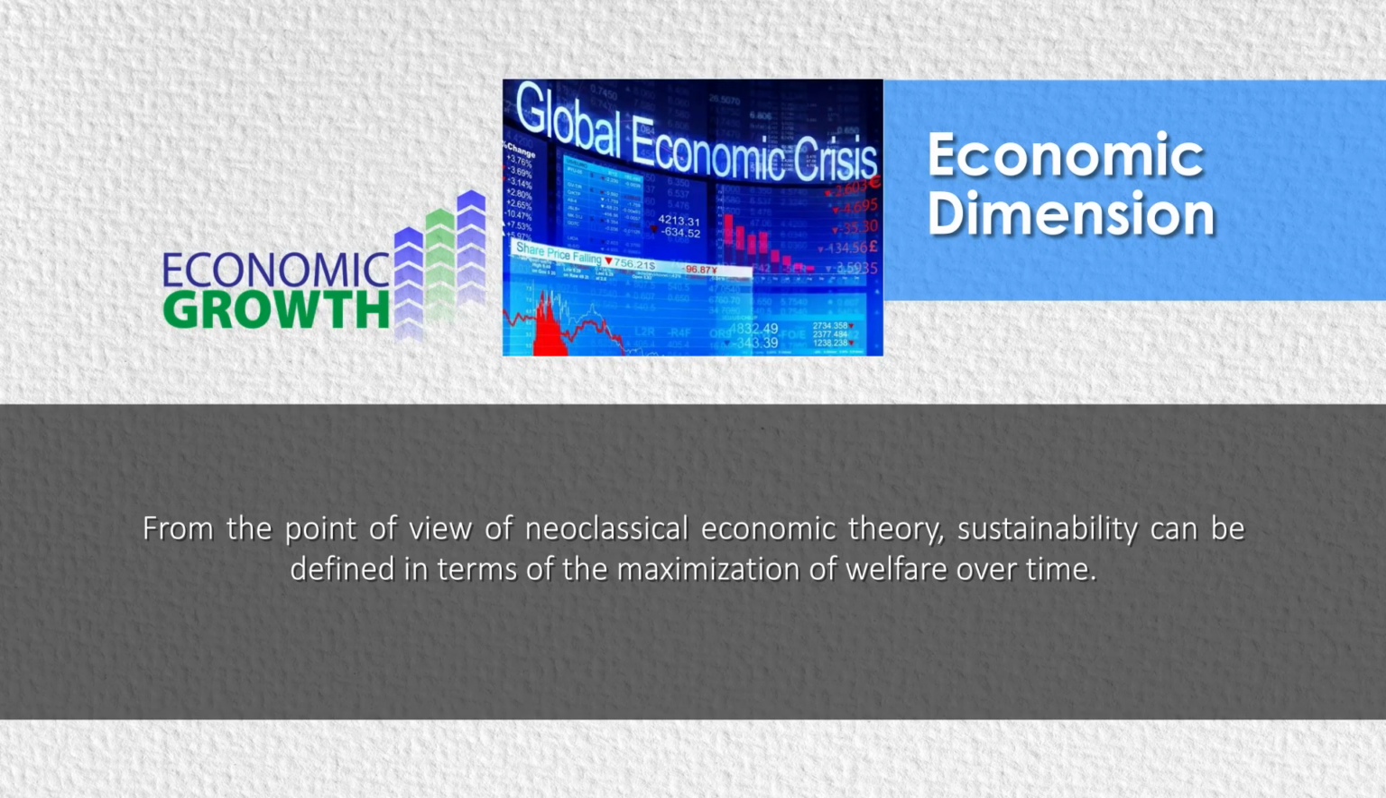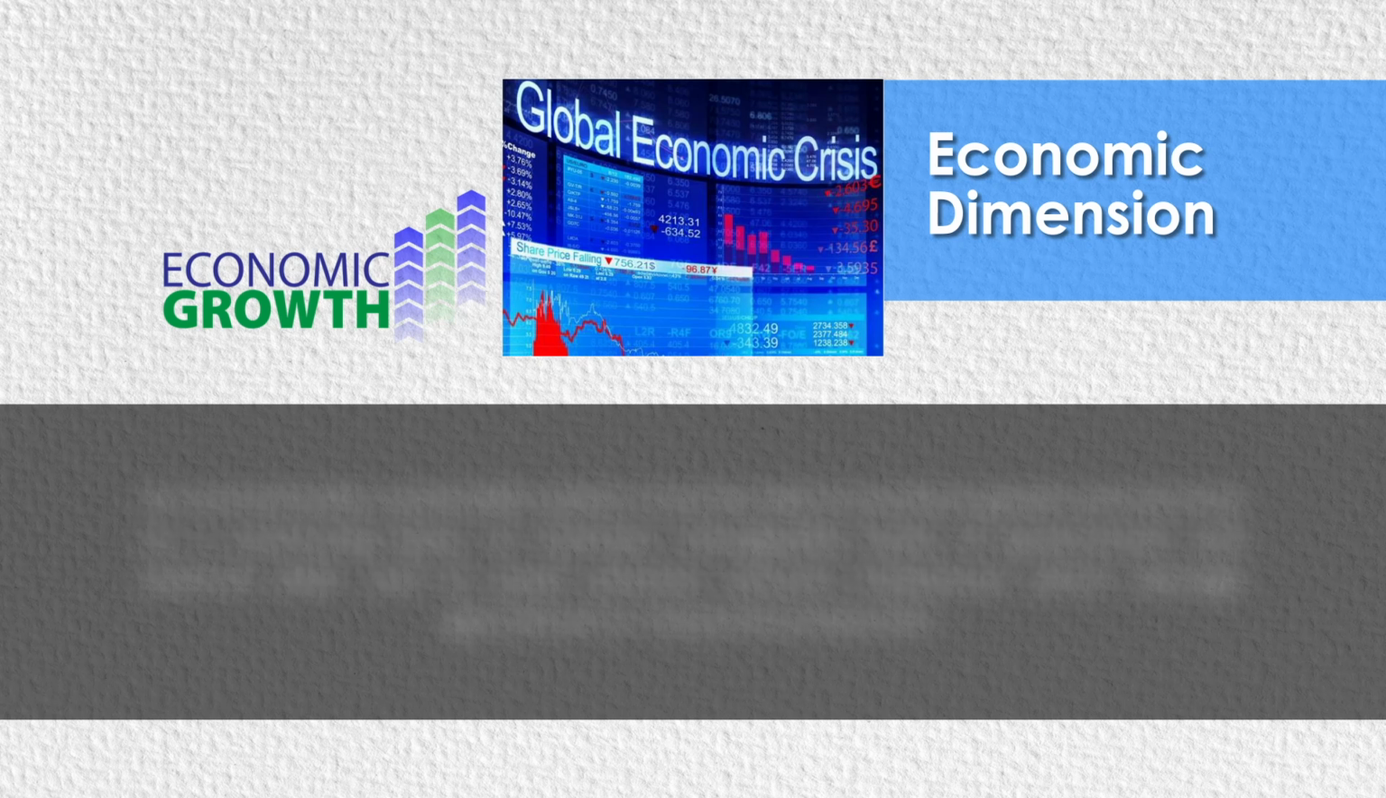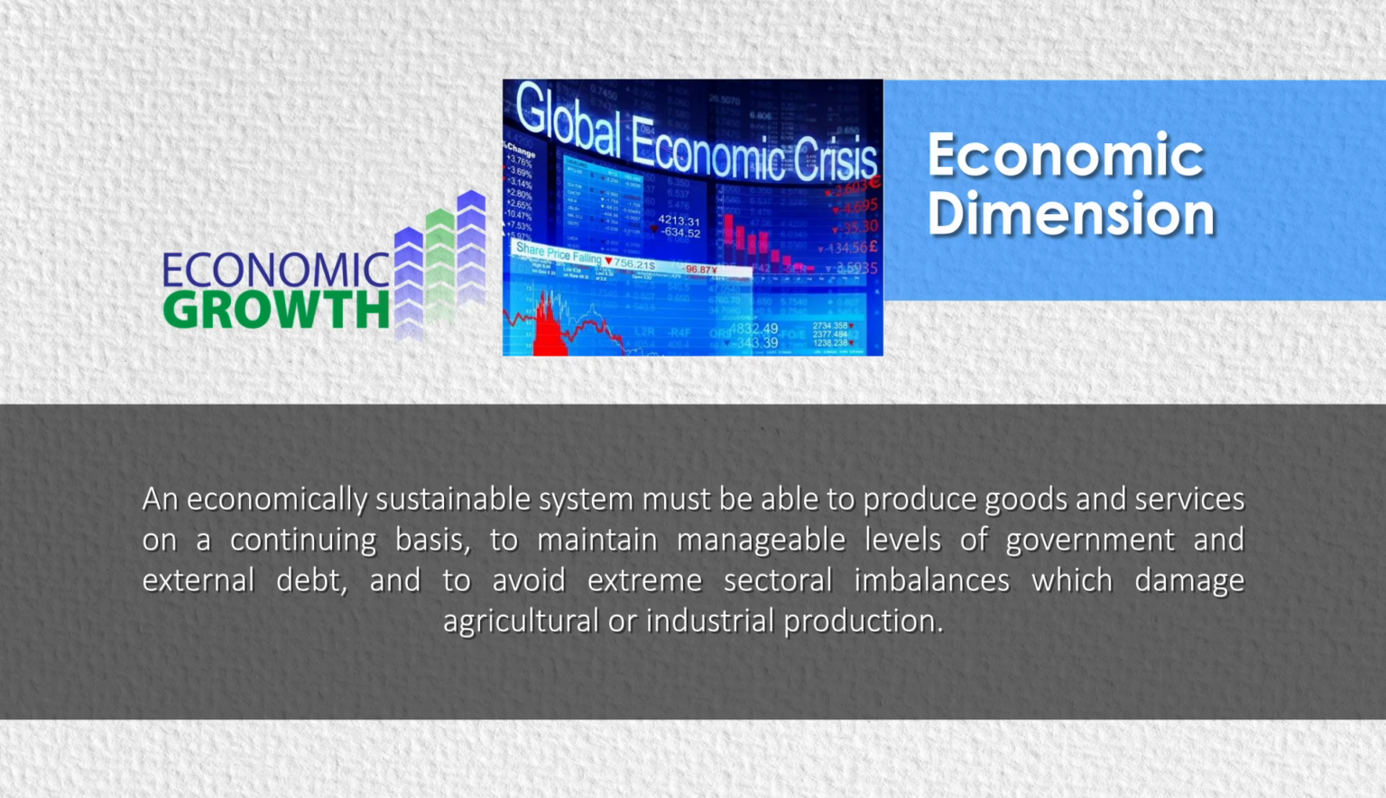From the economic dimension, from the point of view of neoclassical economic theory, sustainability can be defined in terms of the maximization of welfare over time. So an economically sustainable system must be able to produce goods and services on a continuing basis, to maintain manageable levels of government and external debt, and to avoid extreme sectoral imbalances which damage agricultural or industrial production. So you will see this relation: damage to agriculture is directly related to your quality of environment, meaning the environmental dimension.